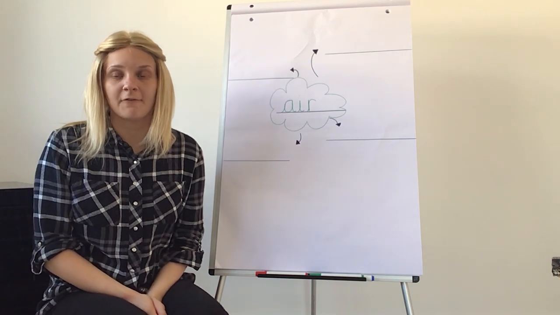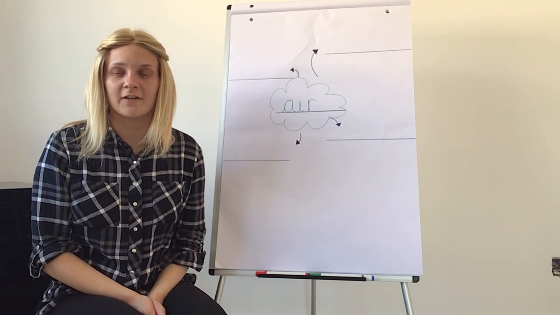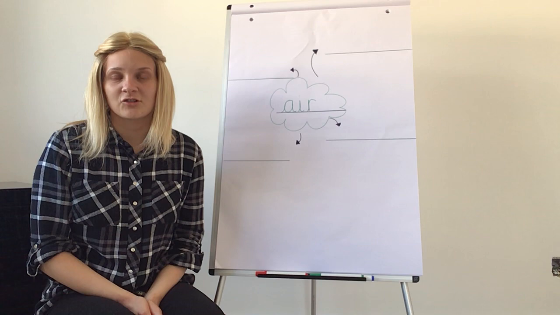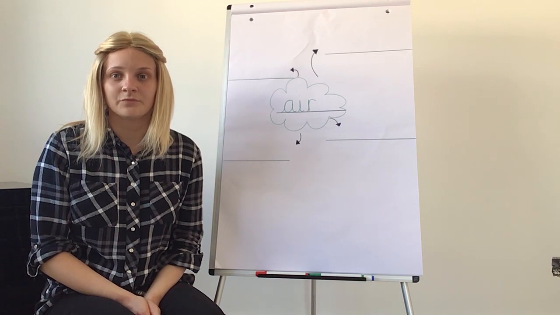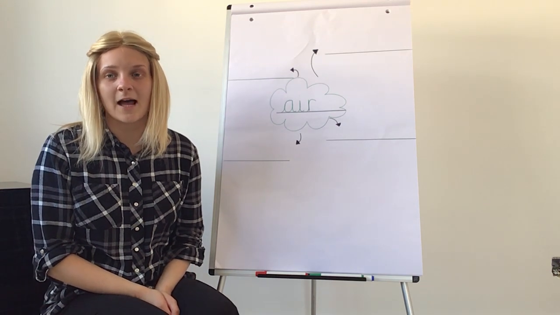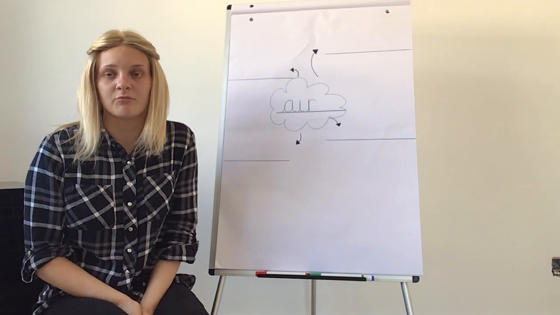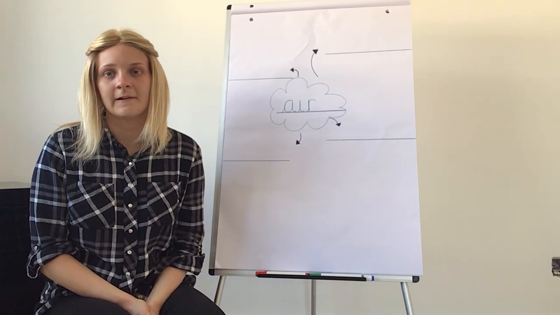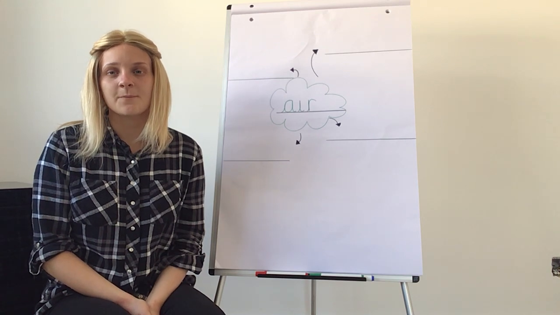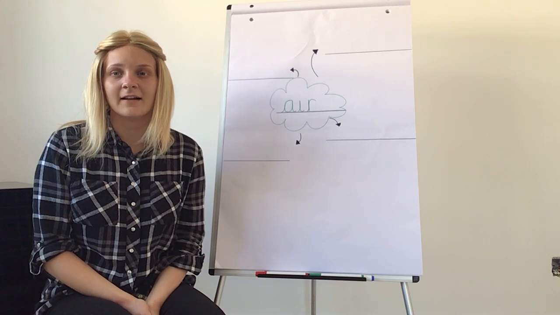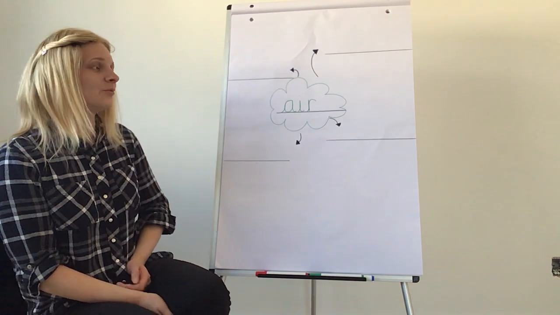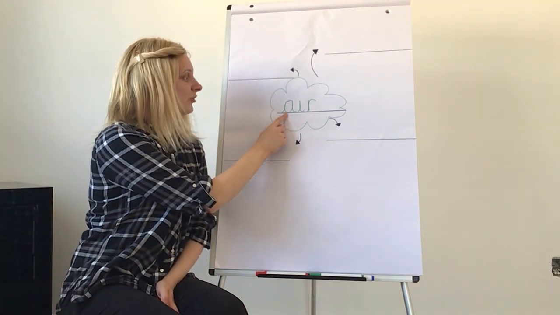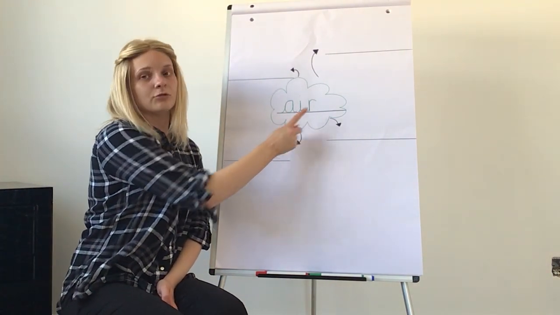It's a trigraph again, so who can remind me what a trigraph is? Just tell your adult next to you. It's 3 letters that make one sound. Brilliant. Does anyone know what 3 letters make the air sound? Have a little think. It's a and a I and a. It's on here if you're not sure. So a and a I and a. Brilliant.